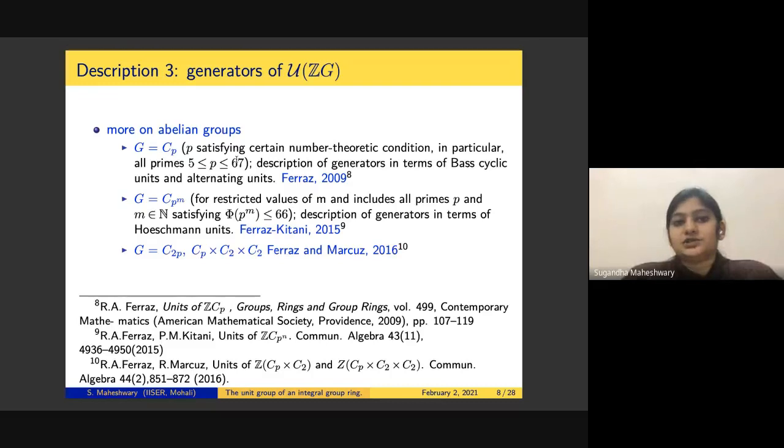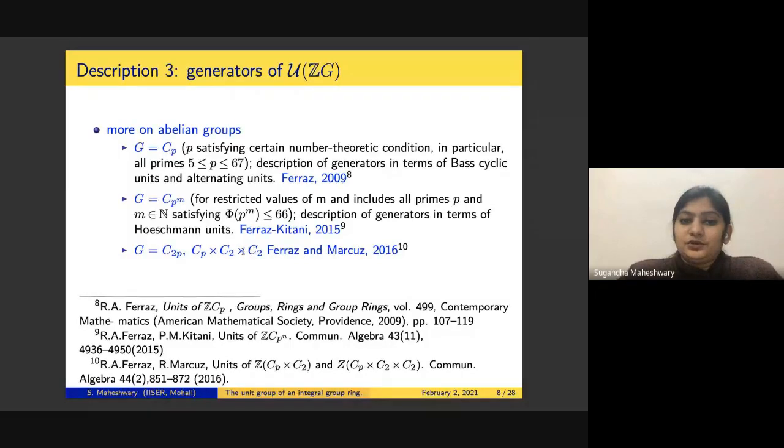So there is some answer to what are the generators of the unit groups when you are talking of cyclic groups of prime order. And for prime power also, there is a good answer that one finds in the paper of Firas and Kitani in 2015. So this description is in terms of Hoechsmann units. Right, but again, we do have some restrictions on the primes that are involved. It's a number theoretic condition that's there, and then you also have some answers for cyclic groups of order 2p, and the abelian group that you see, CP and 2 copies of C2.